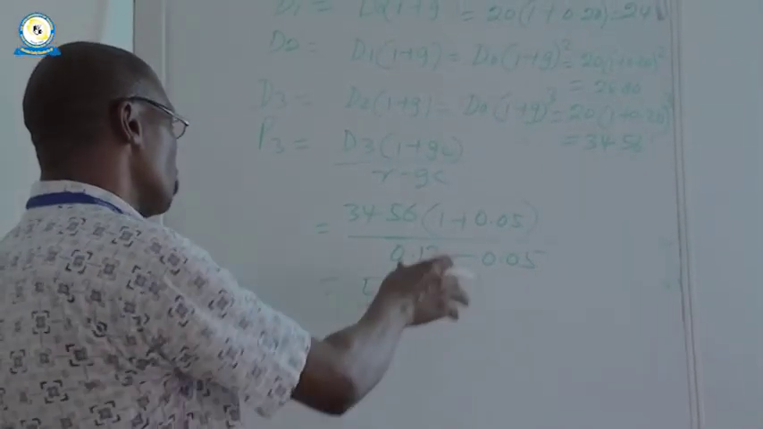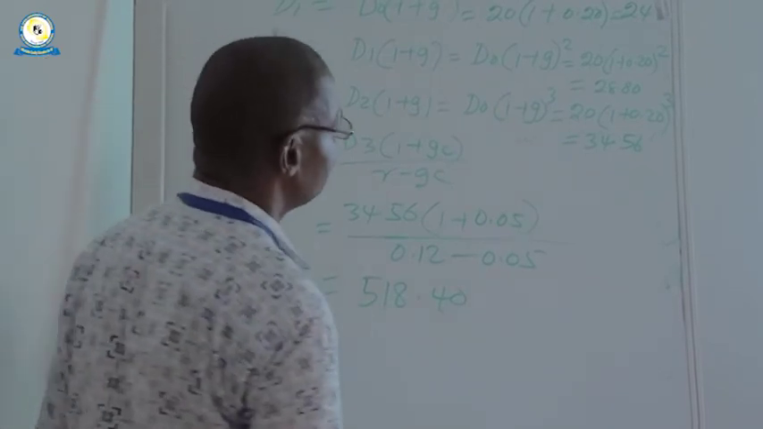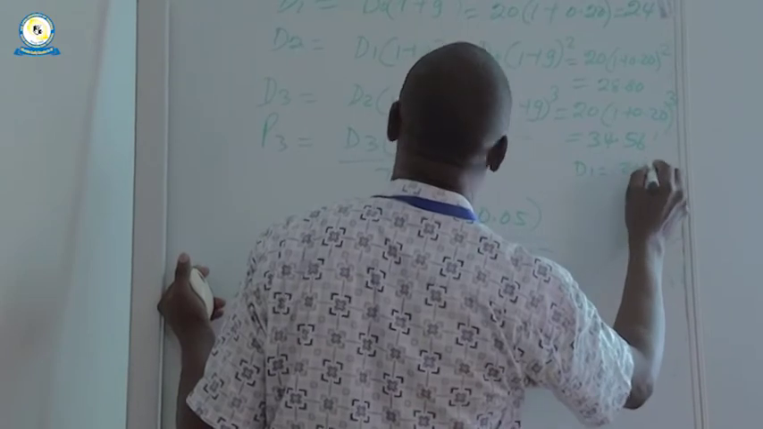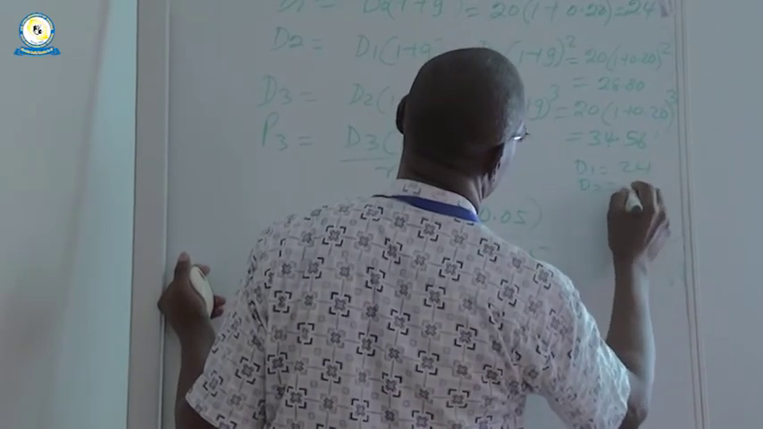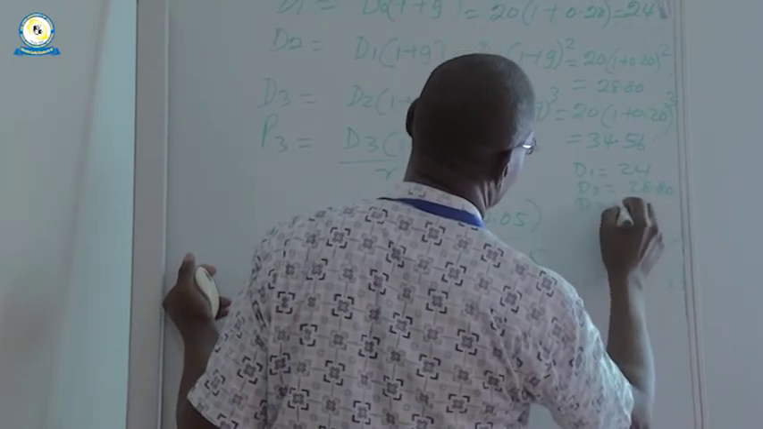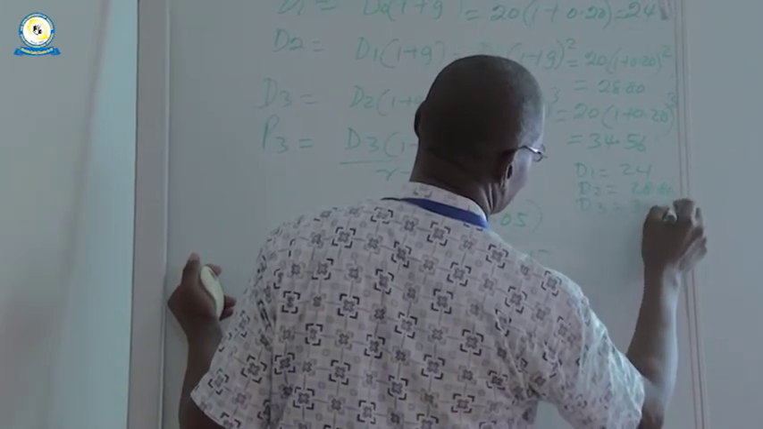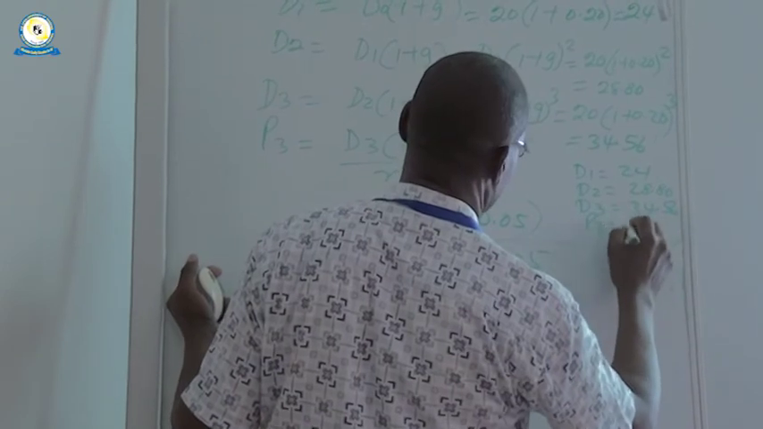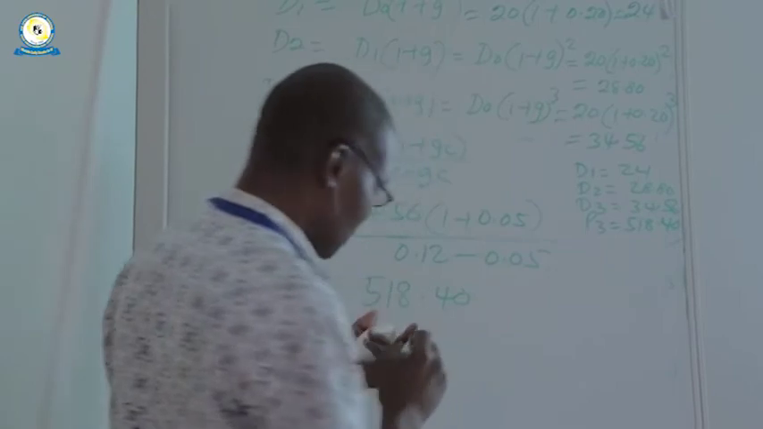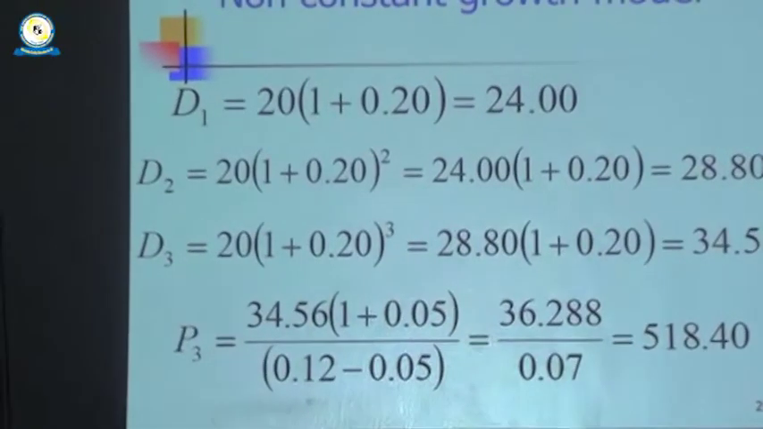Now we put all this in our formula. We say D1 is equal to 24, D2 is equal to 28.80, D3 is equal to 34.56, P3 is equal to 518.40. Now let us see what happens when we put it in our formula.